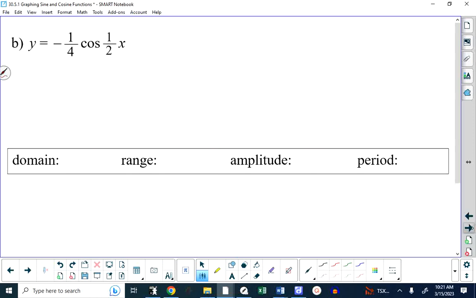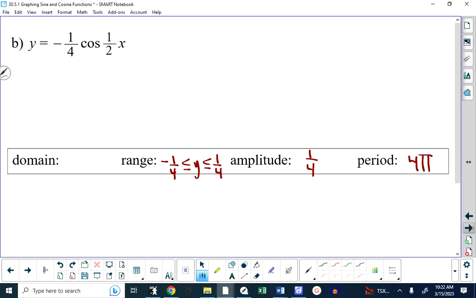It's a memory thing. What is the amplitude here? 1/4. Not -1/4, 1/4. What is the range? -1/4, less than or equal to y, less than or equal to 1/4. Remember, with this notation for the range that we've written, the number you start off with has to be smaller than the one at the other end. So that's the negative of the amplitude, less than or equal to the positive of the amplitude. The period is 4 pi.